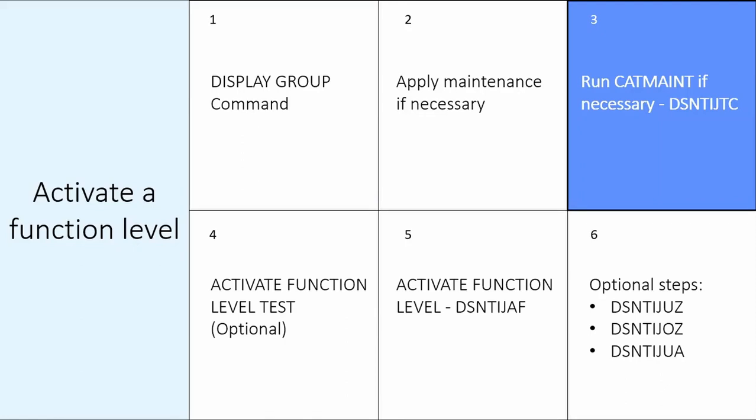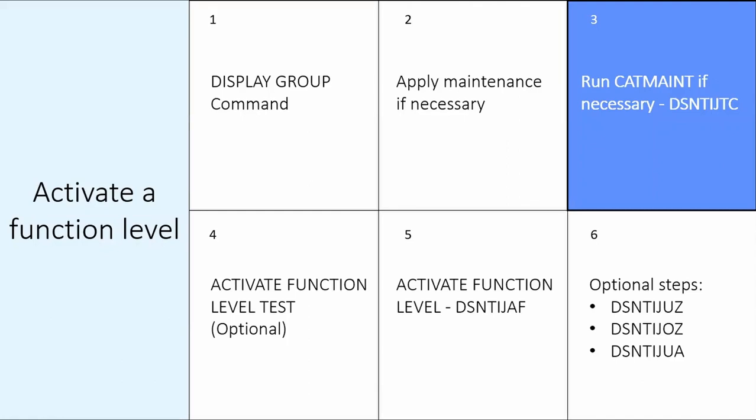V13R1M501 in this particular case, since that's the level that we are trying to activate, or whatever level it is that you are moving to, to update the catalog to the appropriate level. And with this, you can use the single CATMAINT job that specifies the target of the function level that we are going to in this activation process.